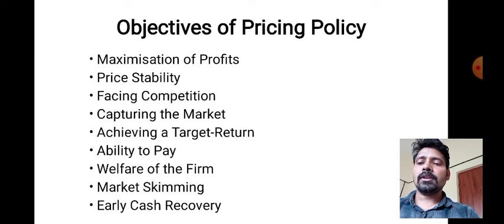If it cannot achieve the targeted return, it is very difficult to sustain in the market. Therefore, achieving a target return is one more objective of the pricing policy.